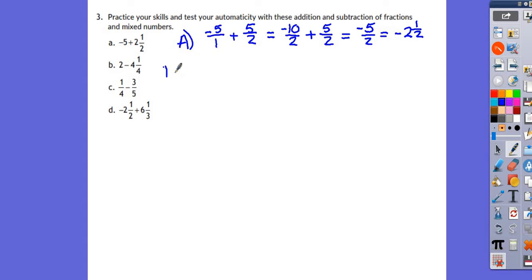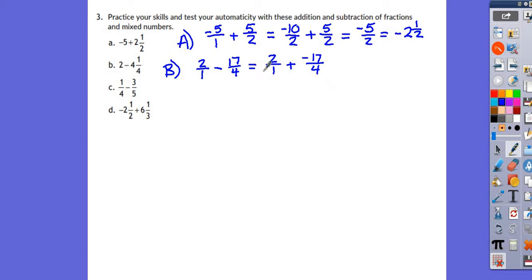Let's try B. 2 minus 4 1/4. Alright. First, I want to change that to fractions. So 2 over 1 minus, change this to improper. 4 times 4 is 16 plus 1 is 17 over 4. Now I want to change this to an addition problem so I can read it. Plus negative 17 over 4. These mean the same thing.